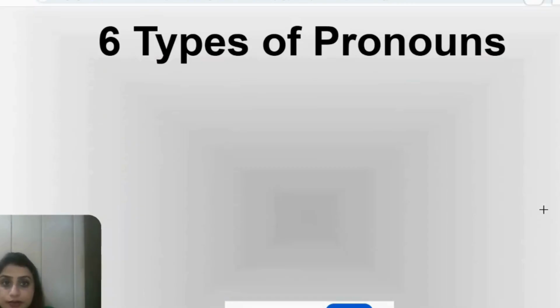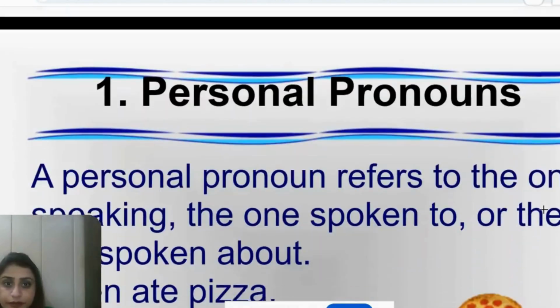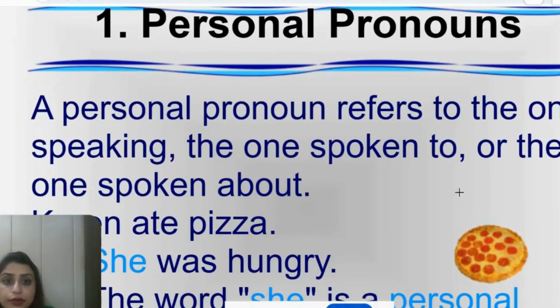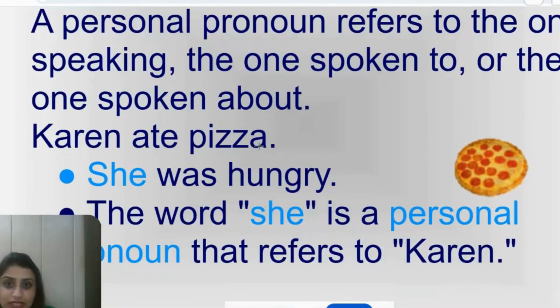There are six types of pronouns. Number one, personal pronoun. A personal pronoun refers to the one speaking, the one spoken to, or the one spoken about. Karen ate pizza. She was hungry. So the word she is a personal pronoun that refers to Karen.